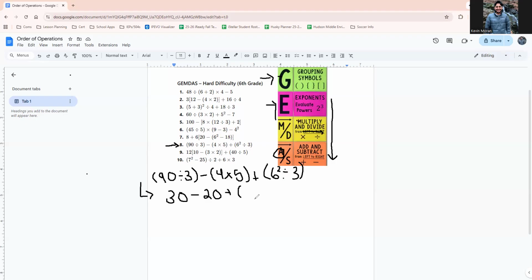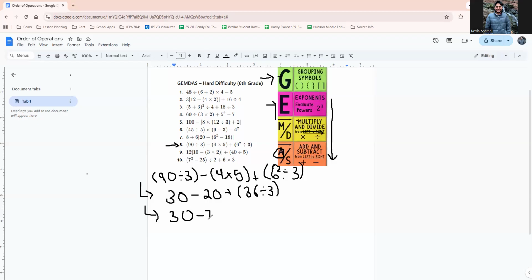plus the quantity of, all right, this one I'm gonna simplify this first. 6 squared. Again, this is not 6 times 2. It is 6 times 6 because I have two sixes, right? And that is 36 divided by 3. All right, I still have a group. I still have a parentheses. G is the first letter, so I'm gonna simplify this.